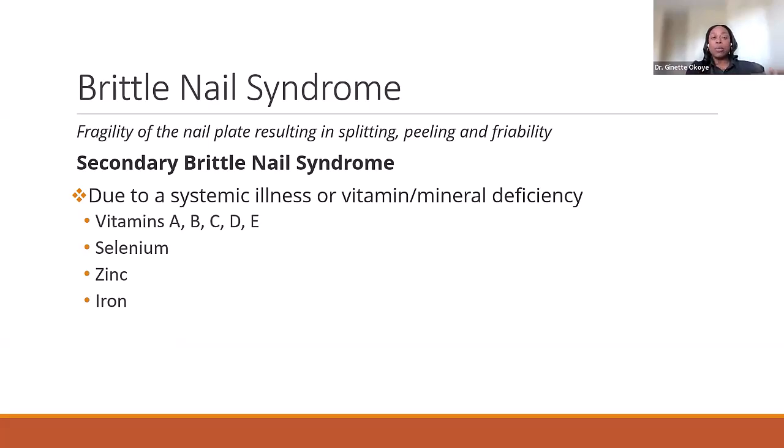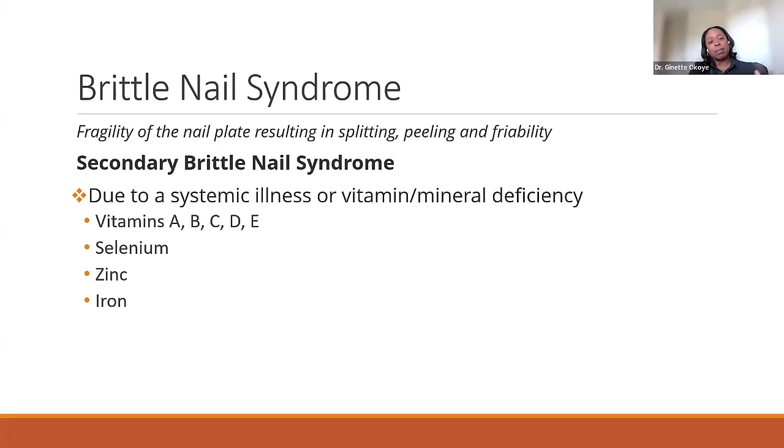So the first thing I would do with that patient, who I know is an ICU nurse, probably doing a lot of hand washing, is we would talk about just moisturizing the hands and the nails with a petrolatum-based moisturizer every time she washes her hands, wearing gloves as much as she could. And if that still didn't improve things, then we're starting to go down this road. So brittle nails can absolutely be caused by systemic illness or vitamin and mineral deficiencies.